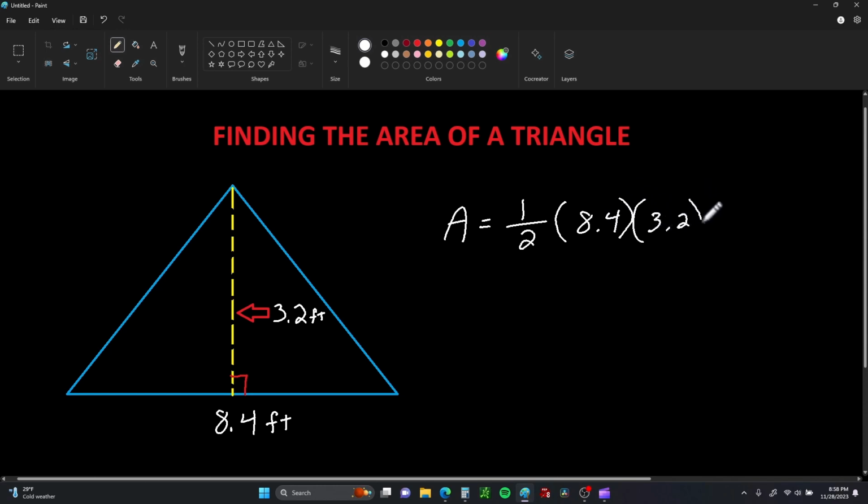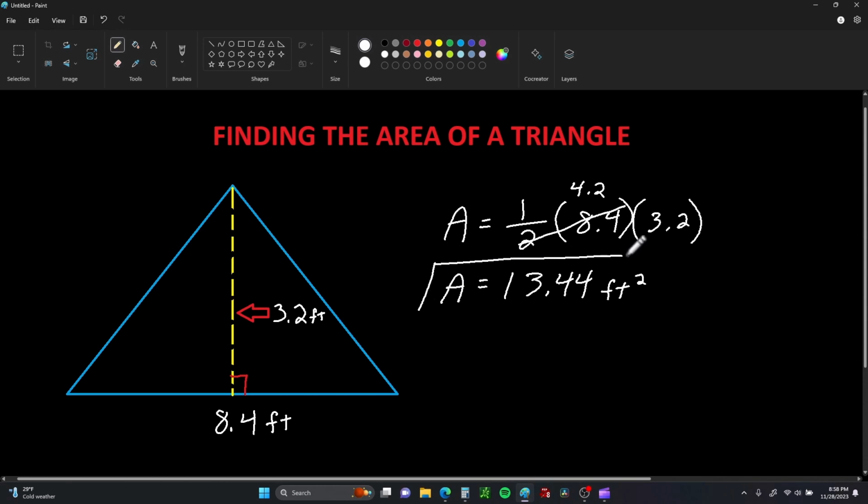First thing I want to do is take half of one of the two numbers. If they're both even numbers, I like to take half of the bigger one. So this is going to be 4.2. And then when I multiply straight across, 4.2 times 3.2 is 13.44. And our units are feet squared. I bring down the A for area. And that one's done.